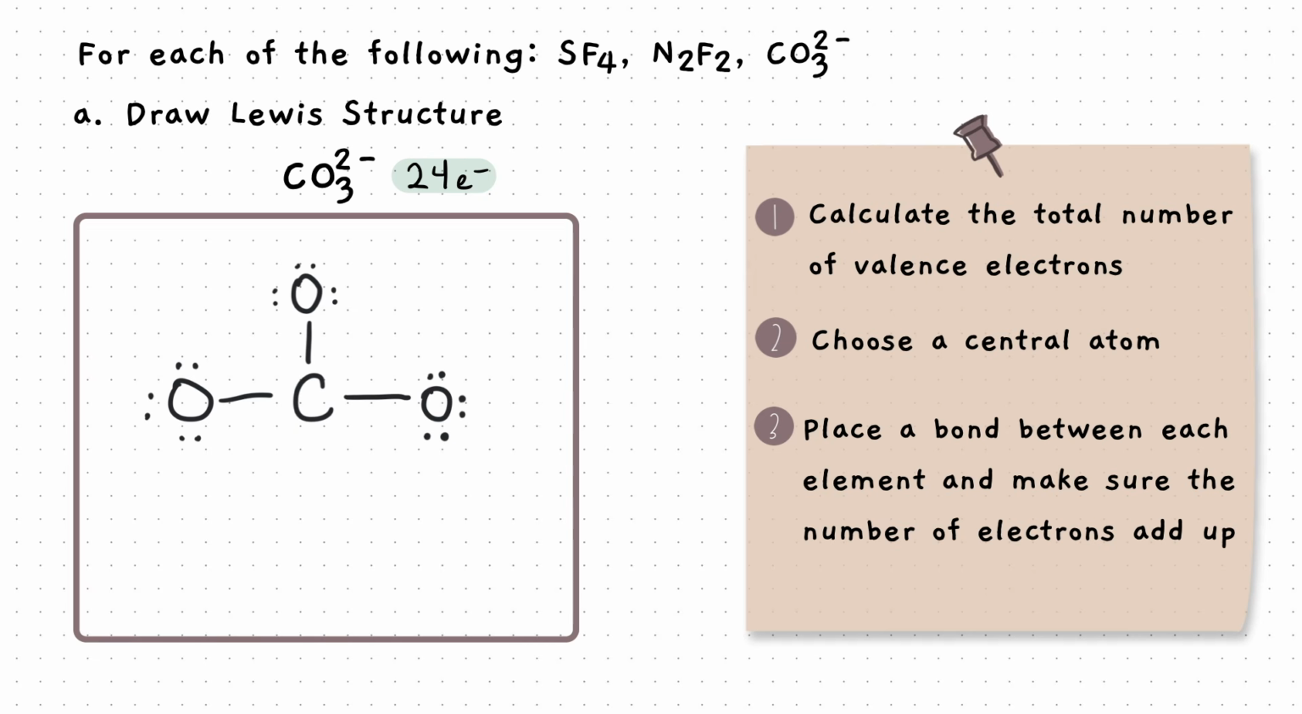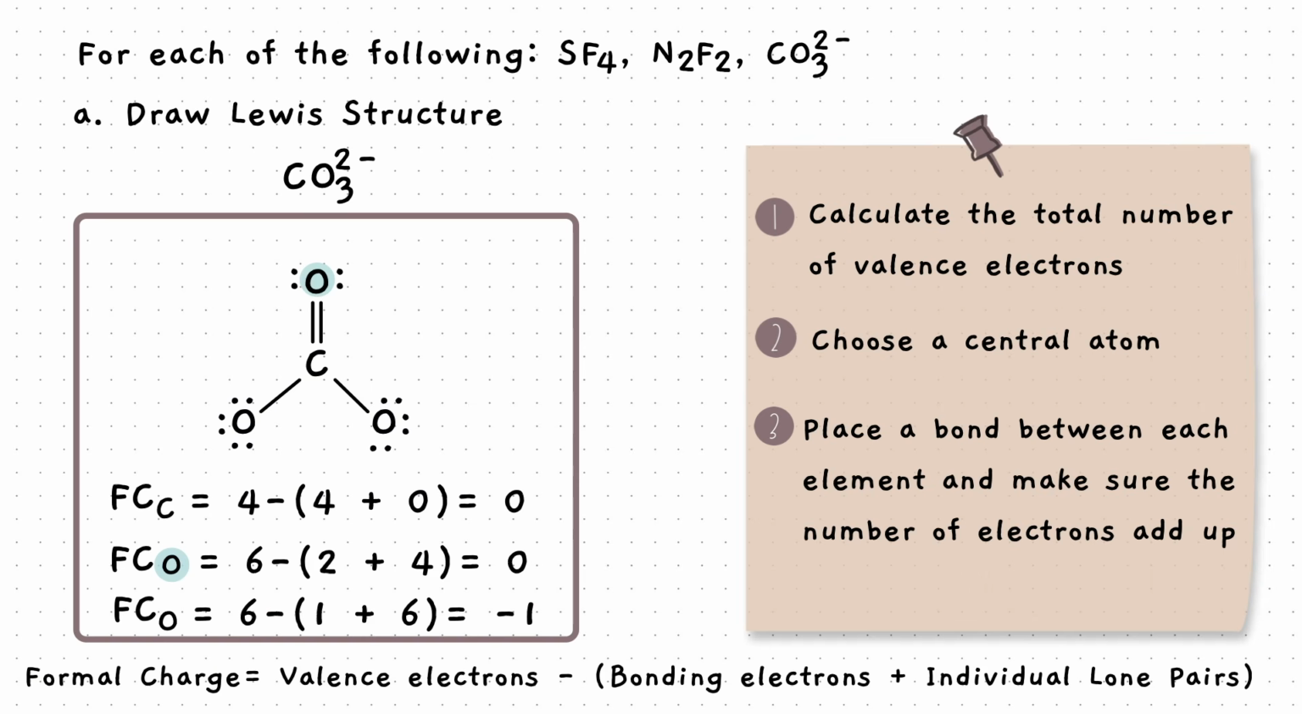So we can move one lone pair from any one of these oxygens, I'll choose this one, and form a double bond. A great way to check if you drew the correct structure is by finding the formal charges of each element. Our formal charge formula consists of the typical valence electrons of that element minus the bonding electrons, which are the electrons that are touching that element within a bond, and individual lone pairs, which is really like counting each loose electron on that element.